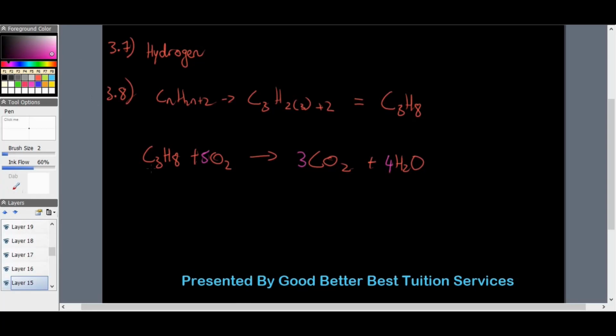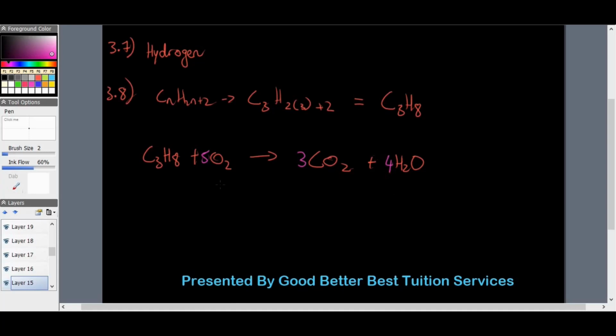For C3, I have 3 carbons, so I had to put a 3 in front of the C in CO2, and that balanced my carbons. On the left, I have 8 hydrogens, and I only have 2 on the right, so I put a 4 in front of the H2O to balance my hydrogens. So my carbons and my hydrogens are balanced.